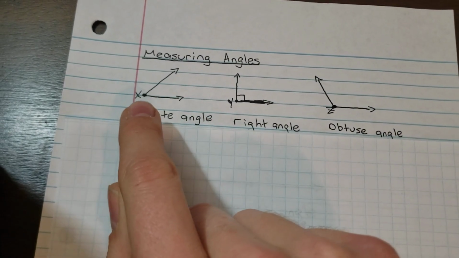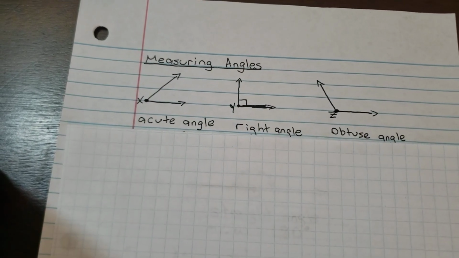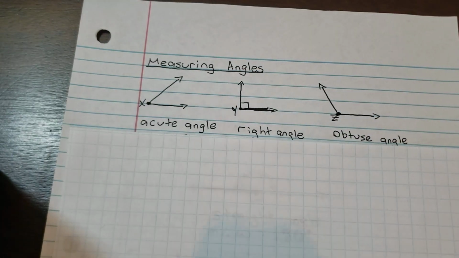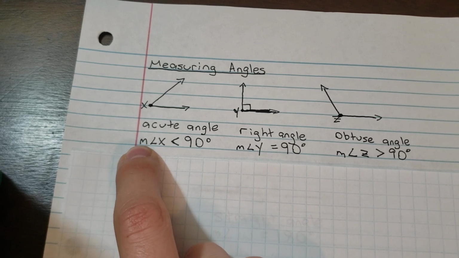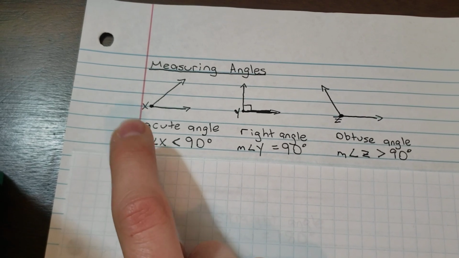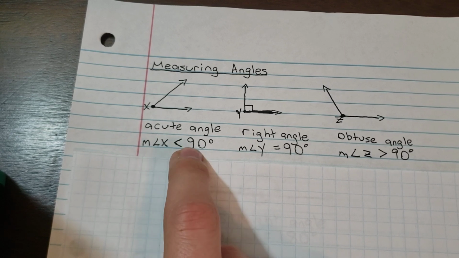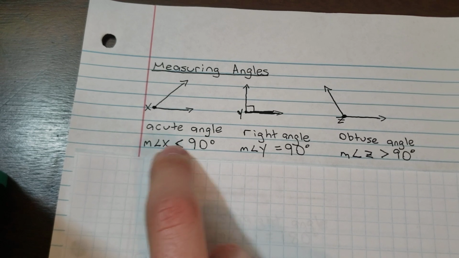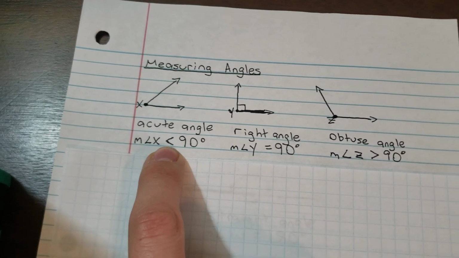So we've got these three angles. I've labeled them all angle X, Y, and Z. Angle X is an acute angle. Just think small things are, oh, they're so cute. Whenever you see the M before the angle, that means the measure of angle X is less than 90 degrees. Right, this is the alligator, this is the angle. The measure of angle X is less than 90 degrees.